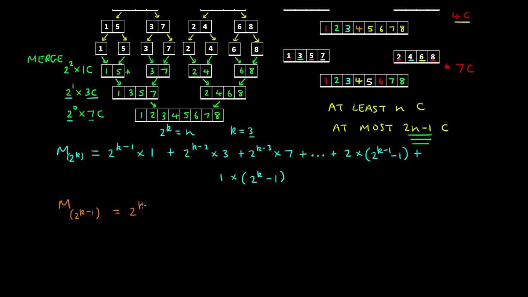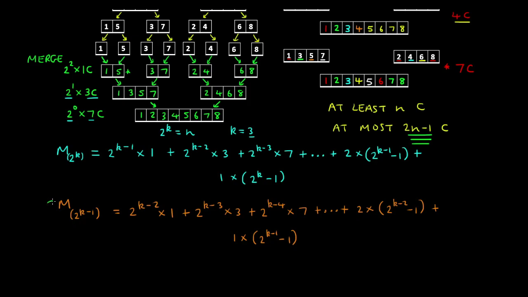And therefore m with subscript 2 to the power of k minus 1 is equal to 2 to the k minus 2 by 1, plus 2 to the k minus 3 by 3, and plus 2 to the k minus 4 by 7, and so on, and then plus 2 by 2 to the k minus 2 minus 1, and finally we have 1 by 2 to the k minus 1 minus 1.